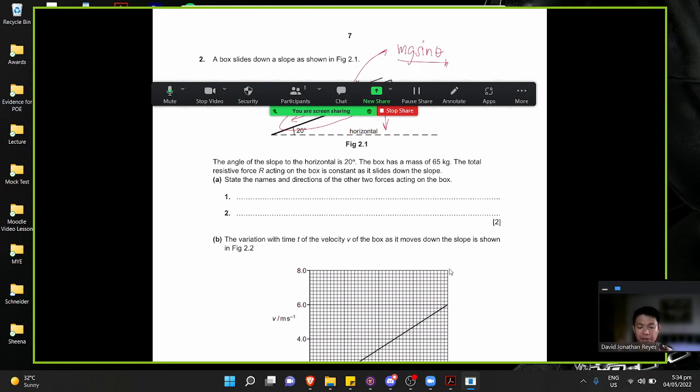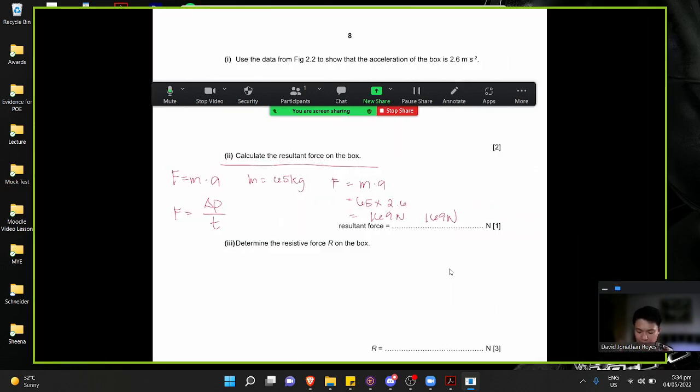From there, we can now identify the forces acting on it. So of course you have your R, that's equal to your resultant force. So that's F equals mg sine theta. That's the force allowing the box to go downward along the slope. And of course, you should subtract your resistive force. So that gives you 169 equals 65 times 9.8 sine 20 degrees minus R.